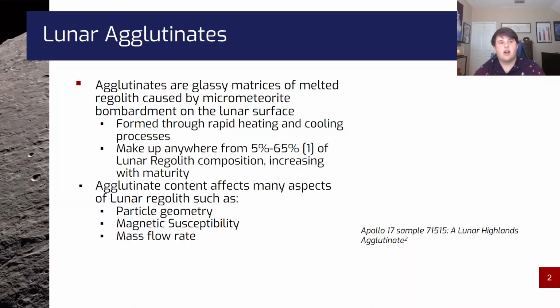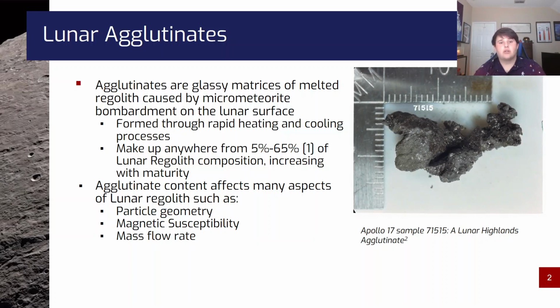So to get started here, I'm going to give some background on lunar agglutinates. Agglutinates are glassy matrices of melted regolith caused by micrometeorite bombardment on the lunar surface. Essentially, over the last thousands of years, micrometeorites have impacted the moon's surface, rapidly heating the regolith and then allowing the regolith to cool in the vacuum of space. This forms these super weird shapes as seen on the right in Apollo 17 sample 71515.